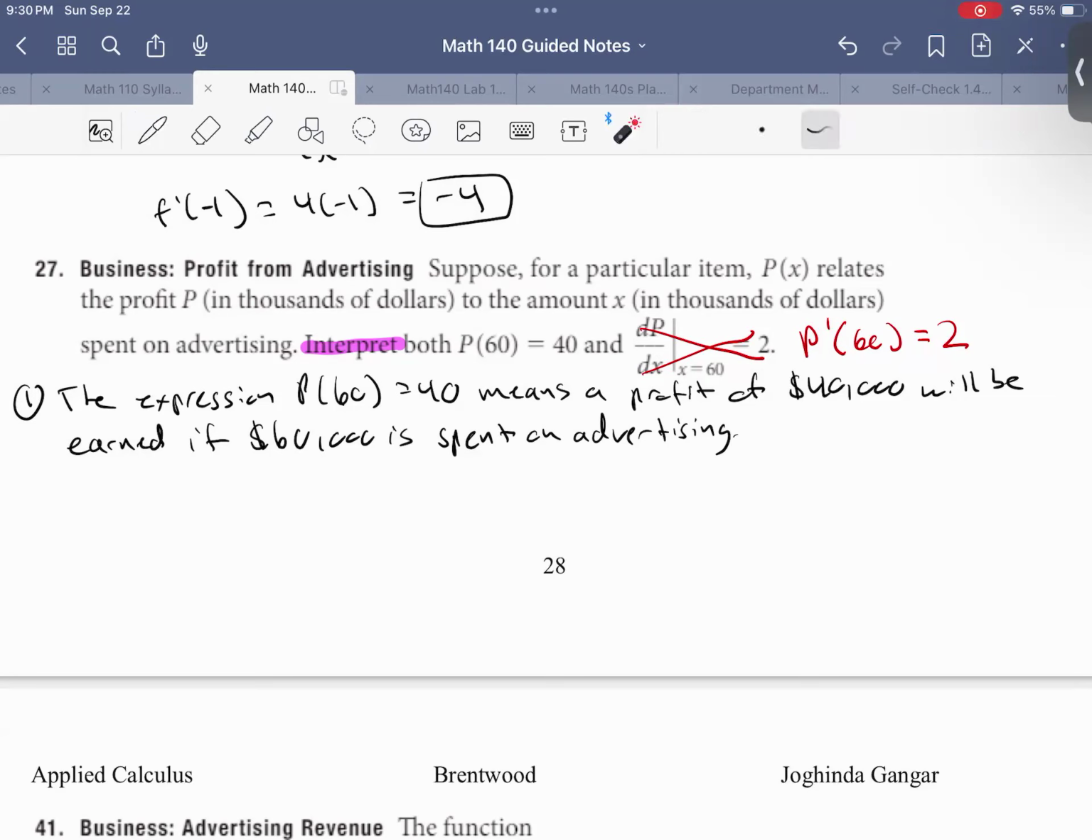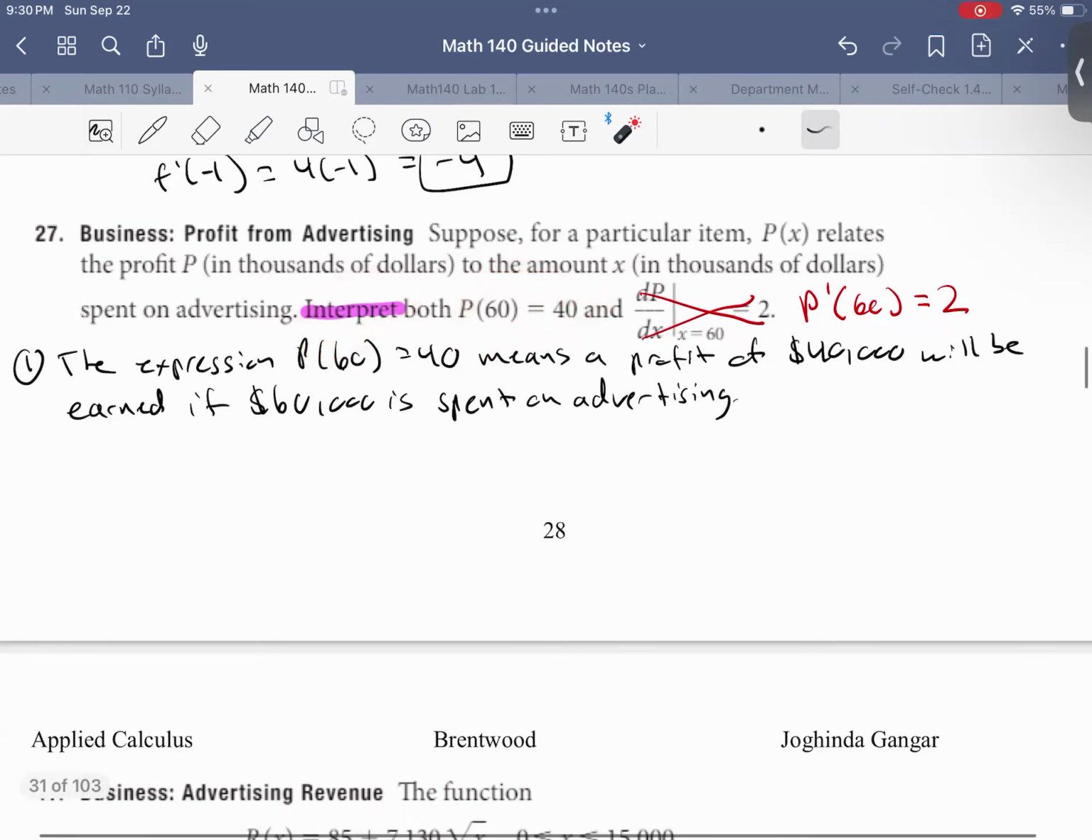We're not talking about derivative yet. It's just input output. What is the question telling you? How can you interpret it, right? So second question is now we want to talk about the derivative at 60, right? The derivative at 60 is 2. That instantaneous rate of change, that slope, right? All that good stuff.